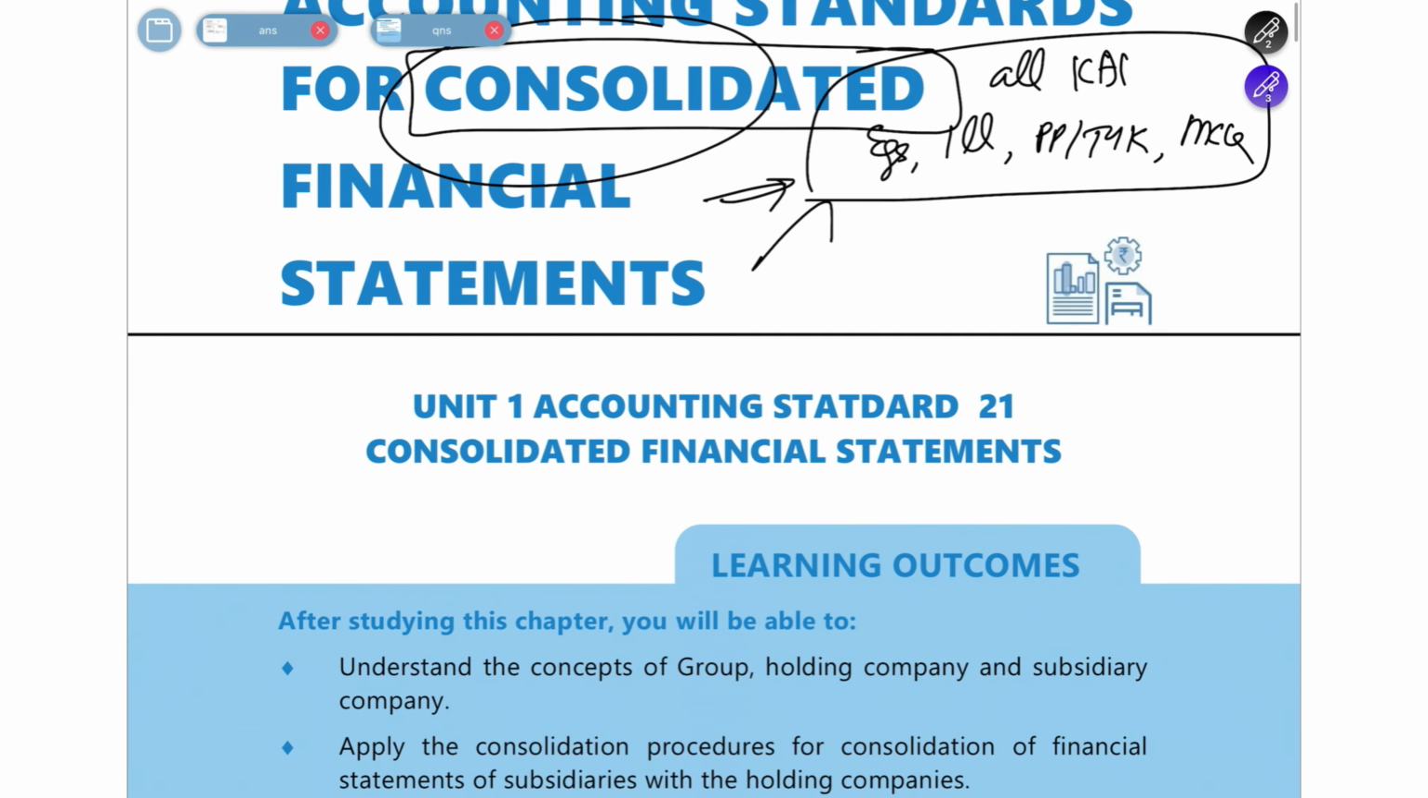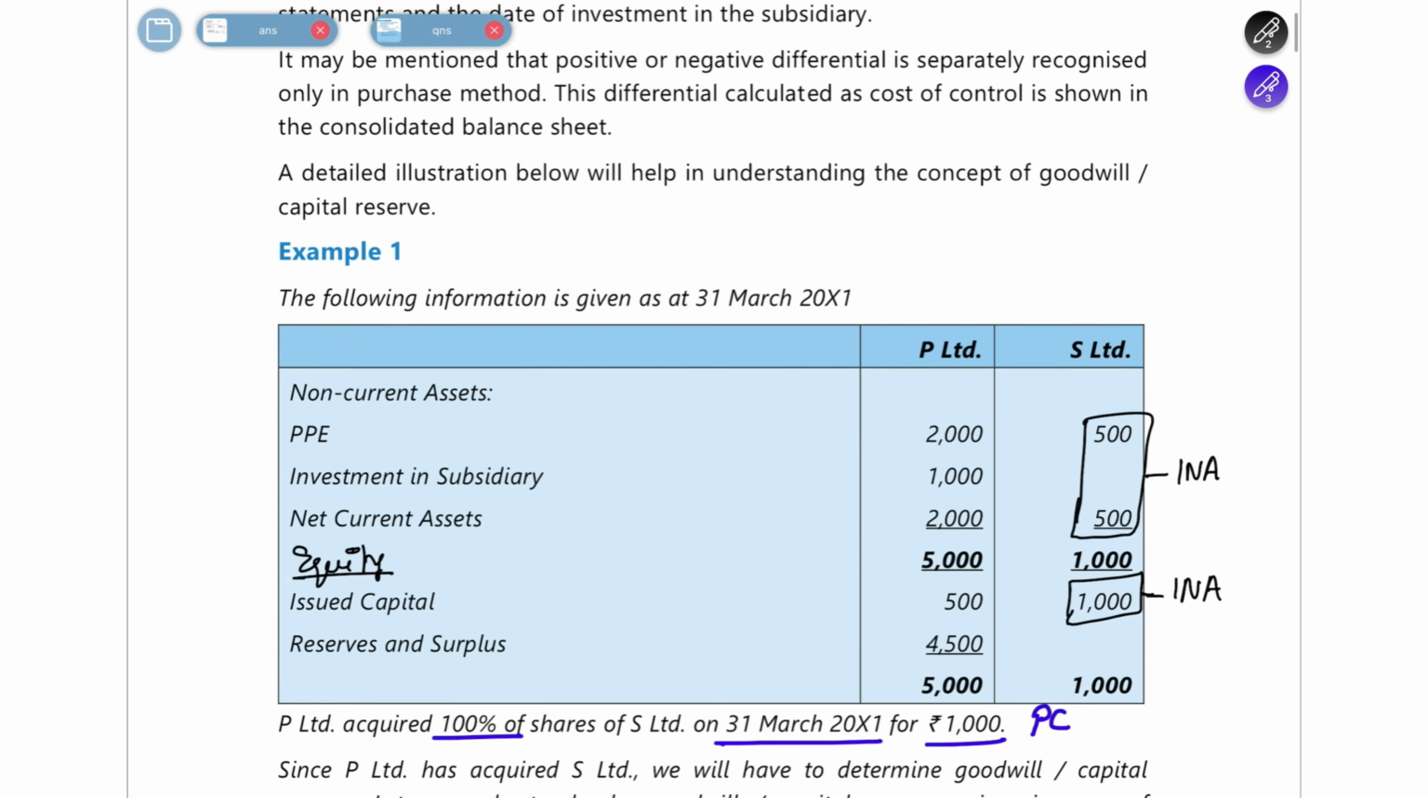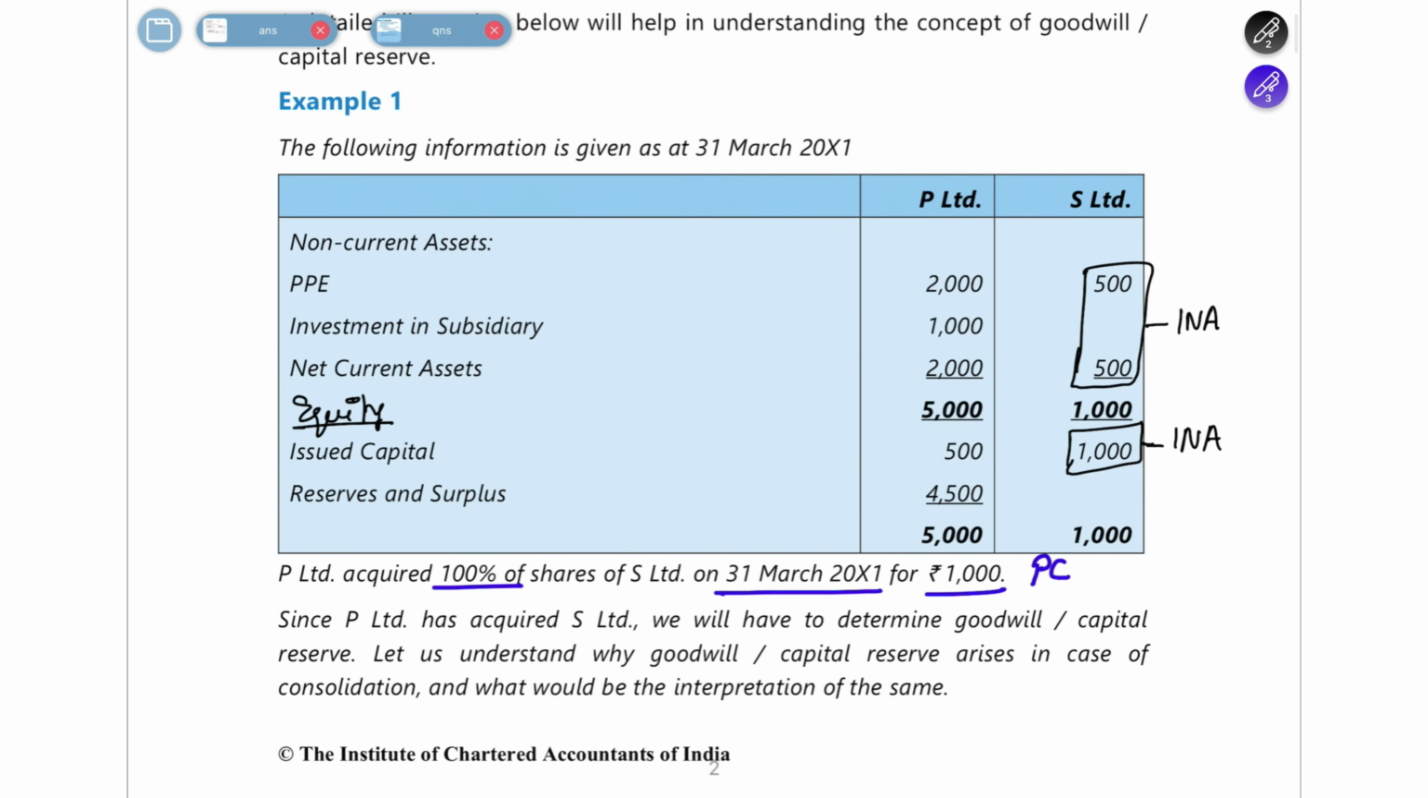Okay, perfect. Now without any further ado, let's move into the question part, starting with example number 1. In example number 1, they are telling you that the following information is given as on 31st March 2001. There are two companies, P Limited and S Limited, and they have given information about non-current assets as well as equity. Under non-current assets, you have PPE, investment in subsidiary, and net current assets. And under equity, you have information about issued capital and reserves and surplus.